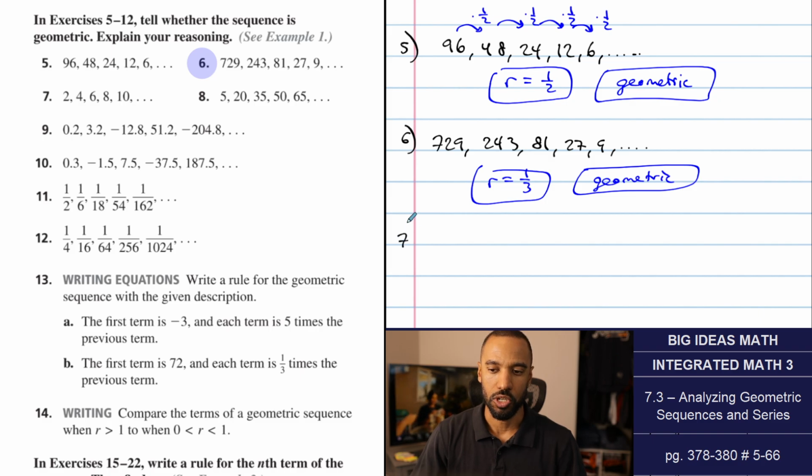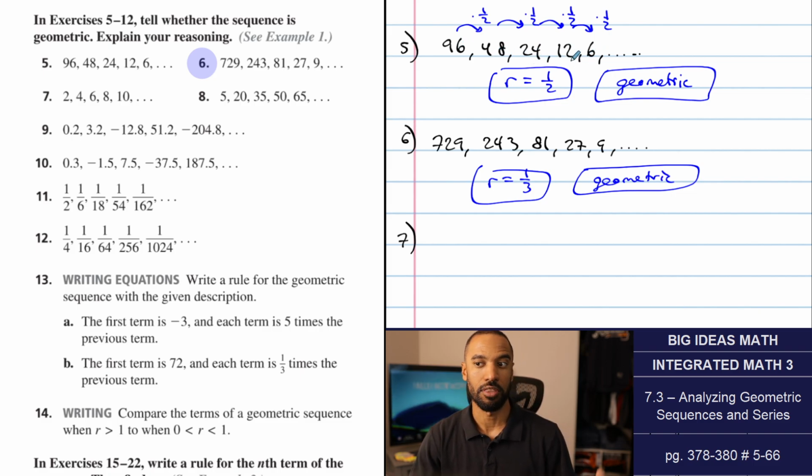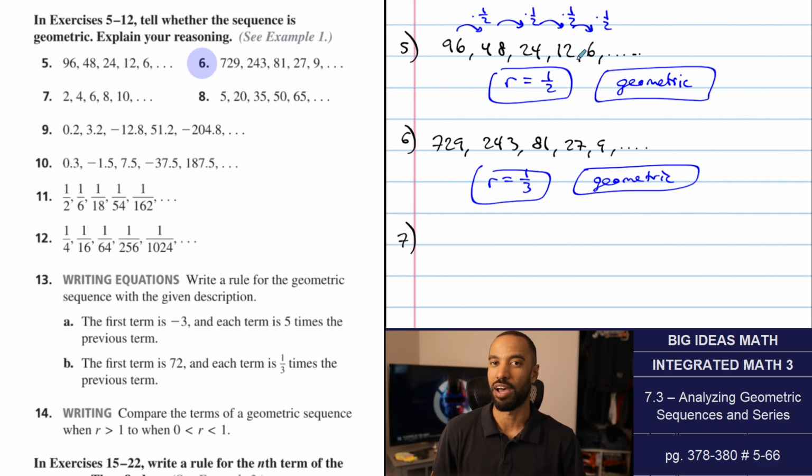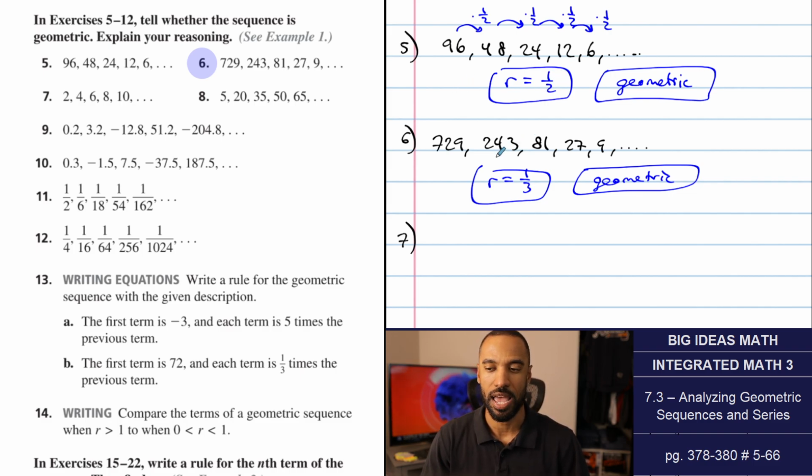Now, what would the book do? Because I didn't bring that up. They would be dividing a term by the one before it. 48 divided by 96. 24 divided by 48. If you use the calculator, the decimal you'll get is literally 0.5. But they all reduce as fractions as 1/2. And these would be 0.3 repeating, which is a fraction of 1/3. But divide a term by the one before it.